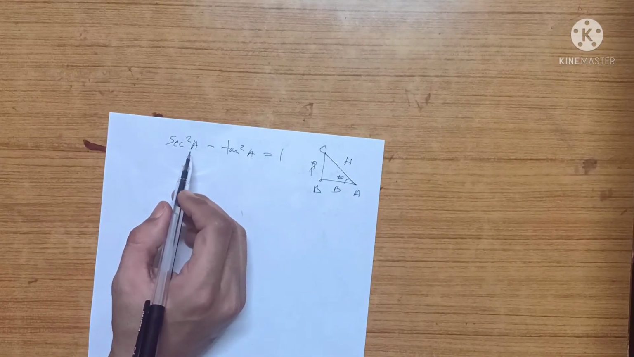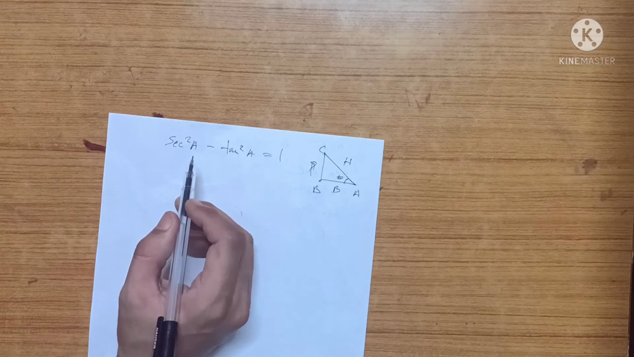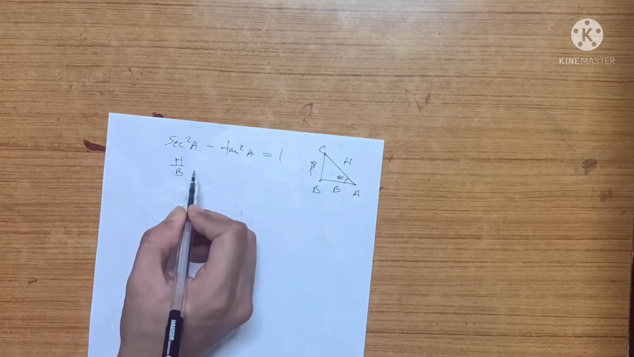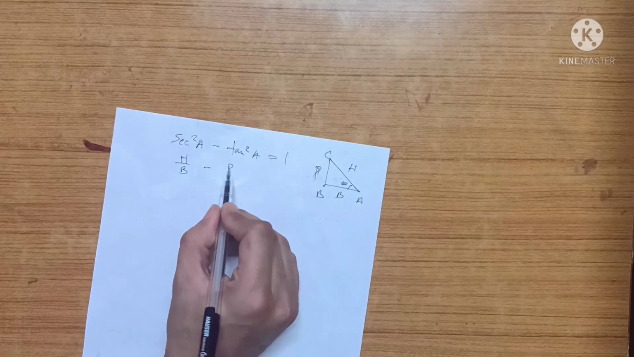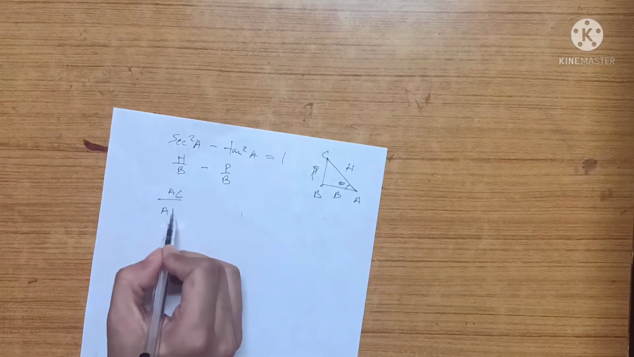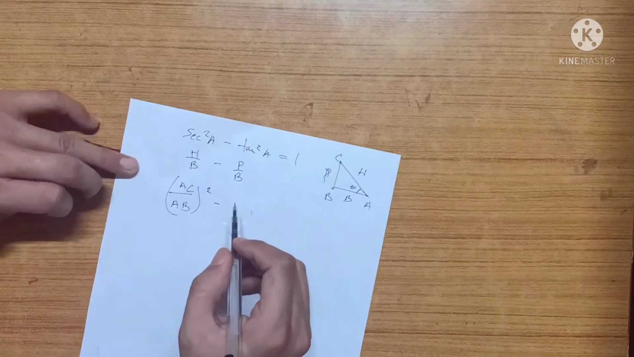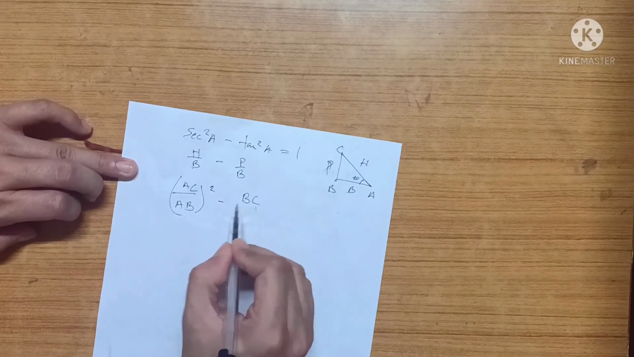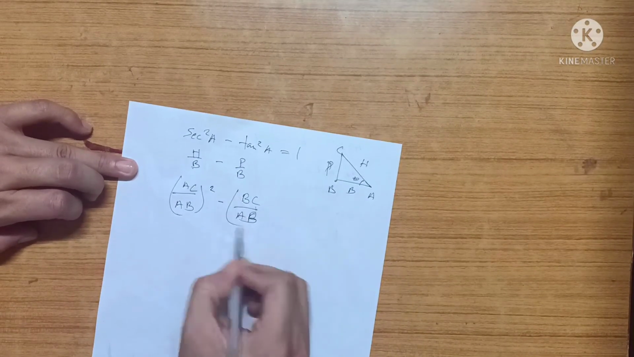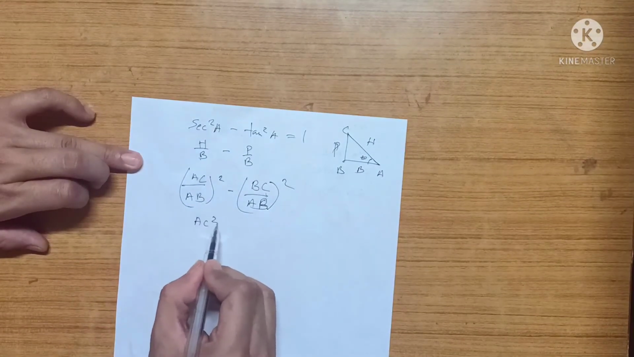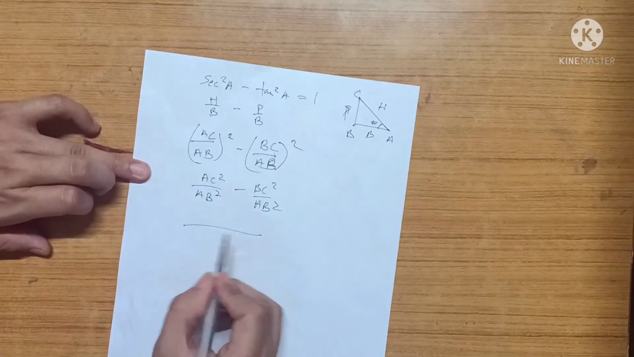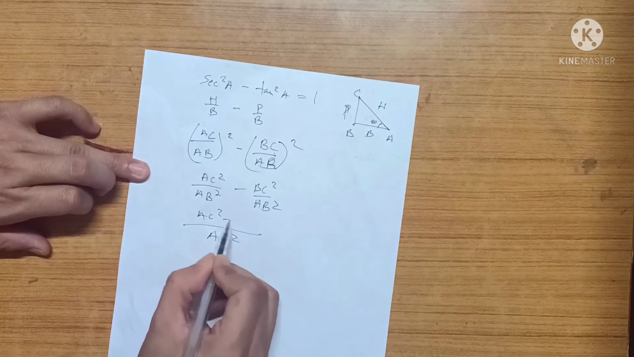So sec is the opposite of what? Remember, sec is the reciprocal of cos, right? And cos is base by hypotenuse, and tan is what? Perpendicular by base, right? So hypotenuse, in this case AC, by base, in this case AB, square, minus tan, perpendicular, meaning BC, by base AB, sorry, square now. If we square it, AC square by AB square minus BC square by AB square. So this way we can take AB square common, so AC square minus BC square.